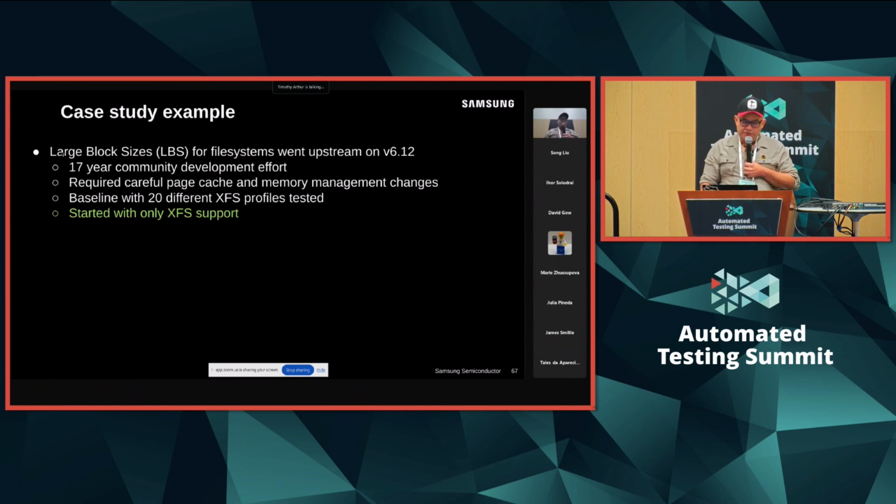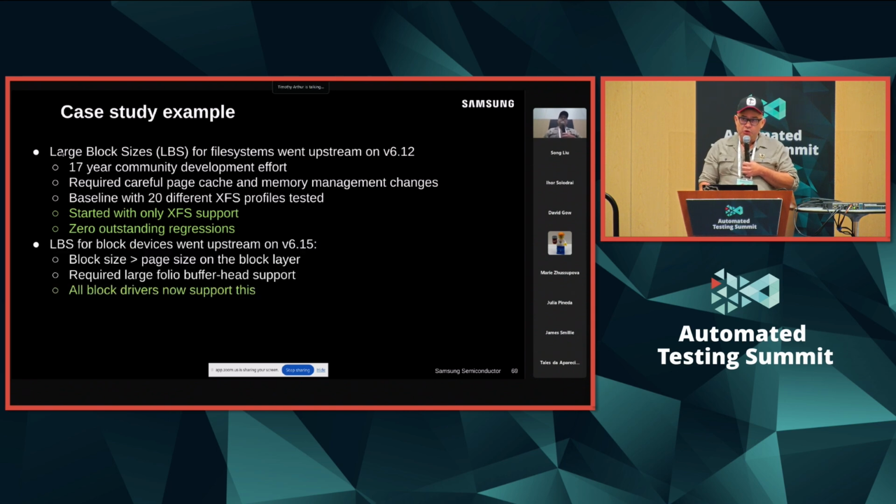LBS support for file systems went upstream in the 6.12 release of the Linux kernel. It was a 17-year community development effort, which was finally completed. It required careful page cache and memory management changes. The baseline that we produced was on XFS with 20 different XFS profiles. We started only with XFS support. There are 0 outstanding regressions.